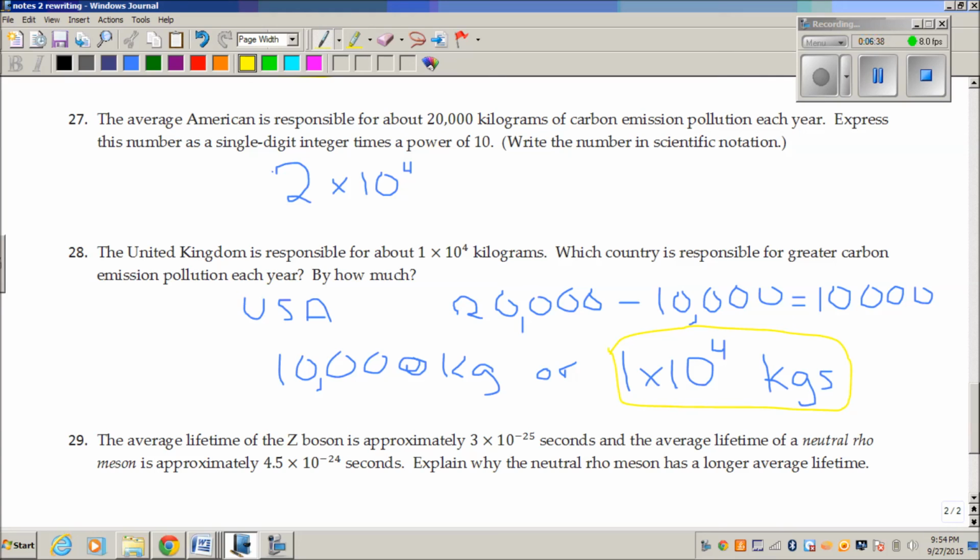Now for number 29, I'm not going to put the answers here. We're going to talk about this one in class, but please be sure to write out your answer thoroughly. And this is the end of notes number 2.